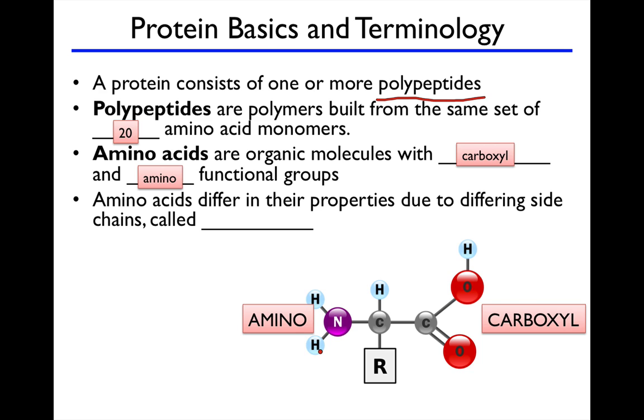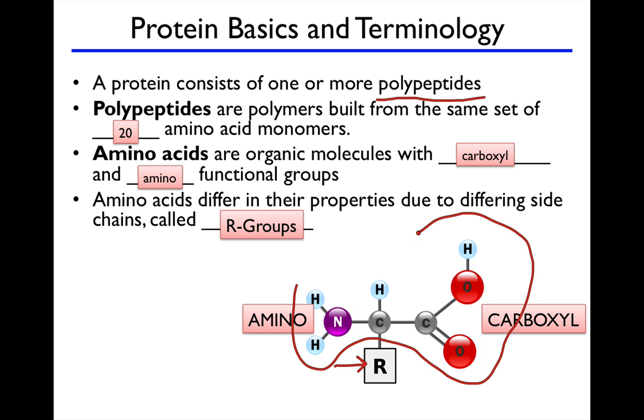Now, are they all identical? No. And here's where they differ. This right here, this R group, this is a side chain. And that side chain is going to be different in all 20 of those amino acids. So that's what's going to make your amino acids differ. But other than that R group, all of this is exactly the same in every single amino acid.